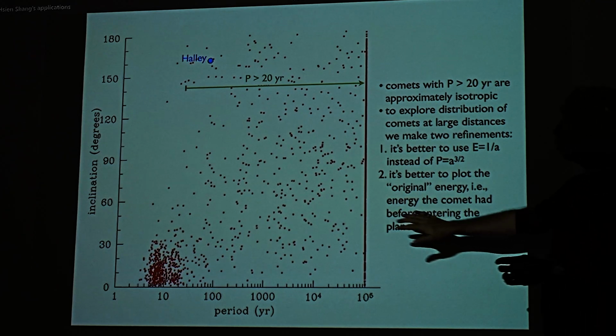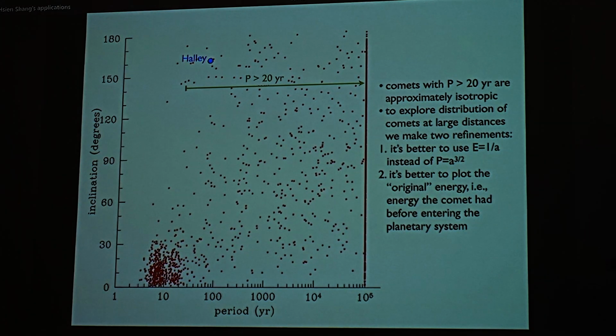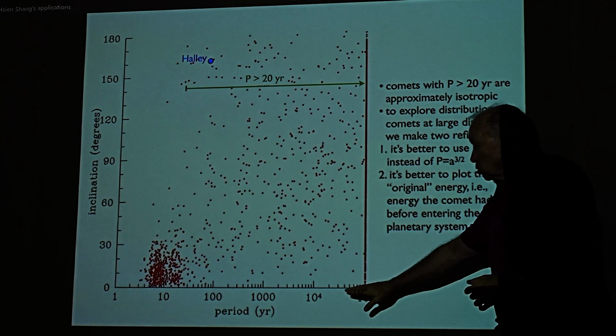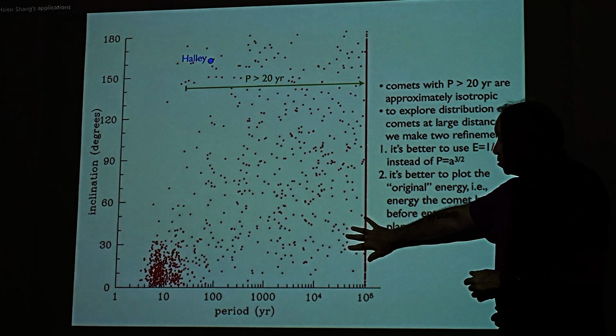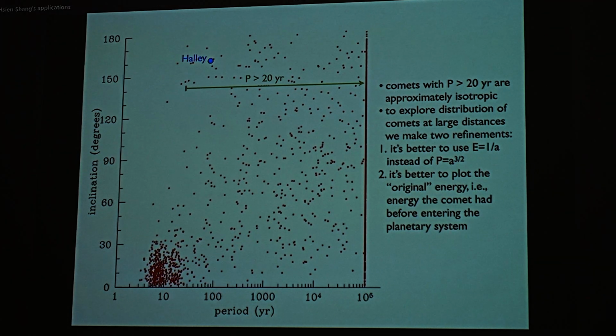In order to explore the origin of this distribution, I'm going to make two changes. One is that if I plot against orbital period, there are far too many comets at very large orbital periods to make a sensible plot. So it's better to use the energy, or 1 over the semi-major axis, instead of the period, which goes like semi-major axis to the 3 halves. So I'll plot things against energy rather than against period.